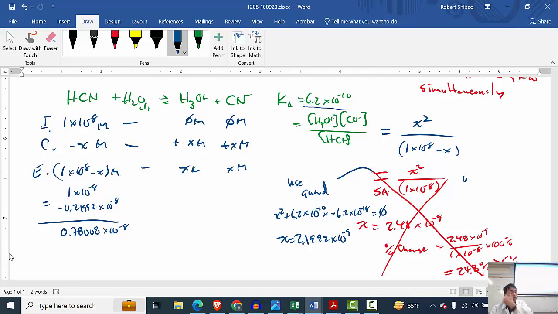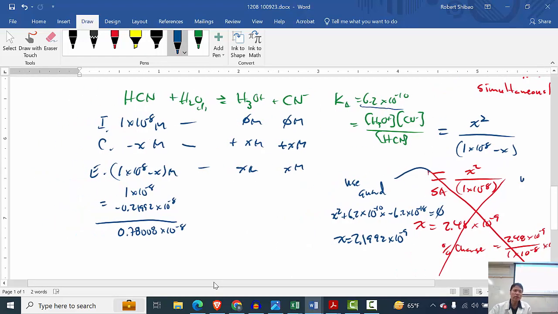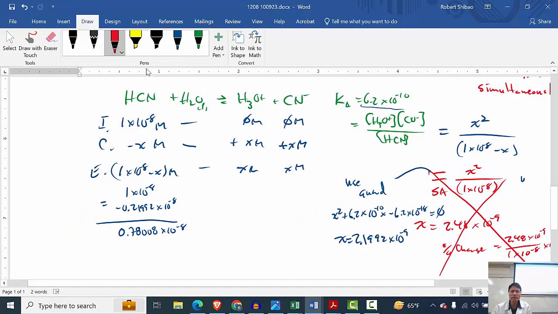So we lost about 21%, and we have about 78%. We lost about 22%. And so we had 22% ionization or 22% hydrolysis. That was the percent change over here. It's the change over the initial. So this is 22% ionization or hydrolysis.